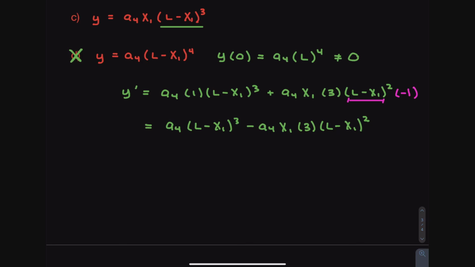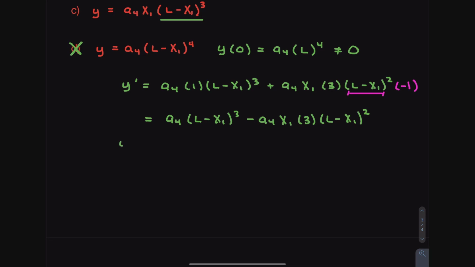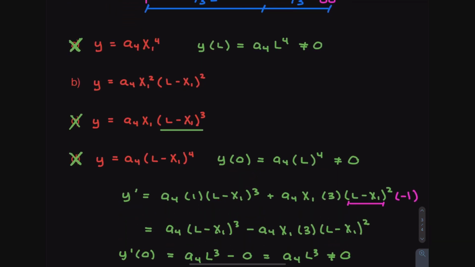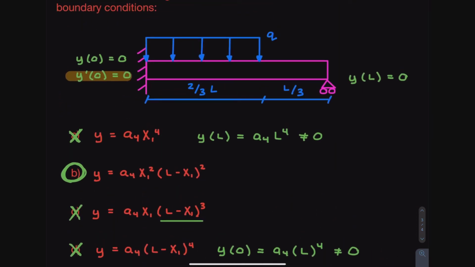But now remember, the goal here is making sure that this equation satisfies the essential boundary conditions. So we know that y prime at 0, all we have to do is substitute x1 equal to 0. What we see is that we get a4 times L cubed minus 0. So this is actually equal to a4 times L cubed. This does not equal 0. Therefore, we know that equation C over here also does not satisfy the essential boundary conditions. And once you take the derivative of equation B, you will see it satisfies that rotation boundary condition. Therefore, we know that B is going to be our answer.